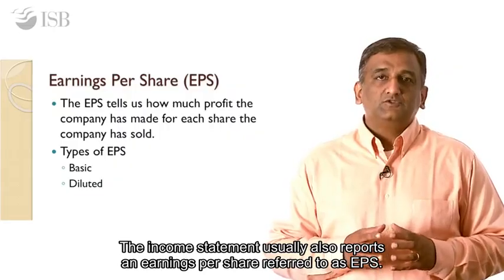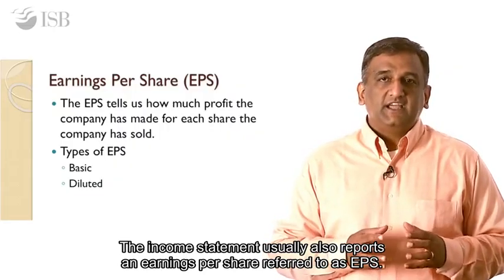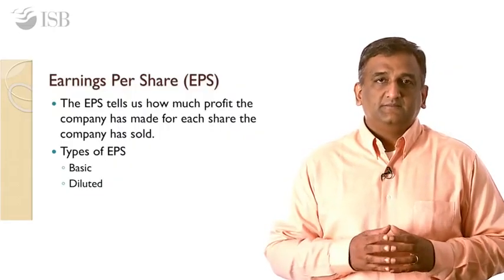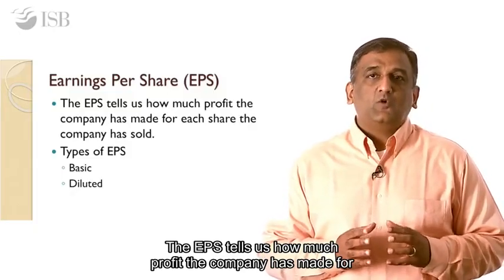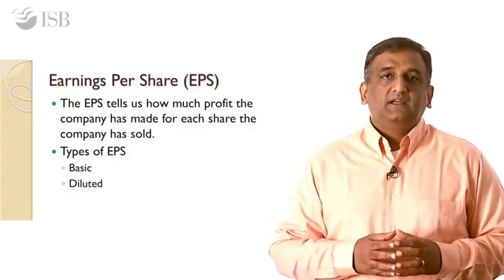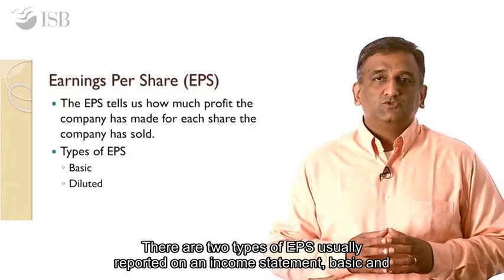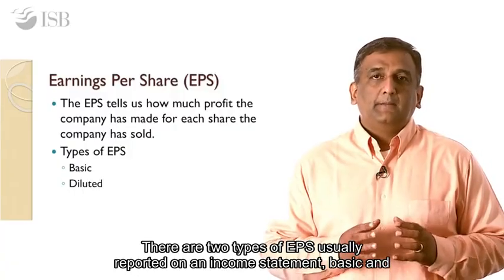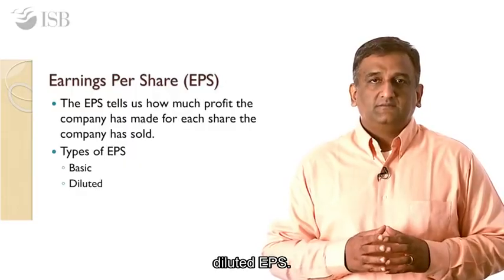The income statement usually also reports an earnings per share, referred to as EPS. The EPS tells us how much profit the company has made for every share in the company. There are two types of EPS usually reported on the income statement: basic and diluted EPS.